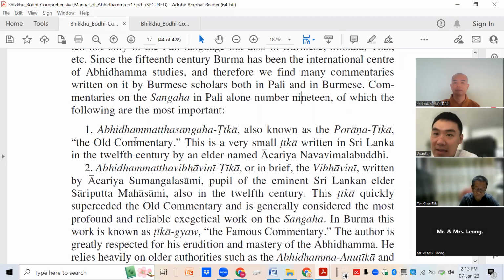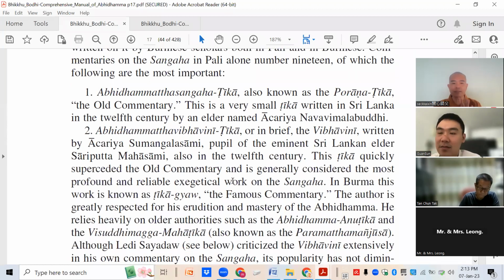Abhidhammattha Sangaha Tika, also known as the Purana Tika, the old commentary. This is a very small tika written in Sri Lanka in the 12th century by an elder named Acariya Navavimalabuddhi.